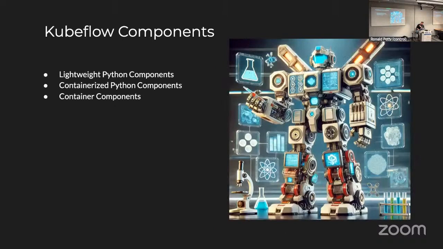So the three types of components we have are the lightweight Python components, the containerized Python components, and the container components. Again, lightweight is just pull your components on the fly. You can go right from notebook to component. For the containerized Python component, you actually build a container, harden it, and pass it to the pipeline. And for the container component, you actually have to build it yourself. The Kubeflow SDK won't help you as much.